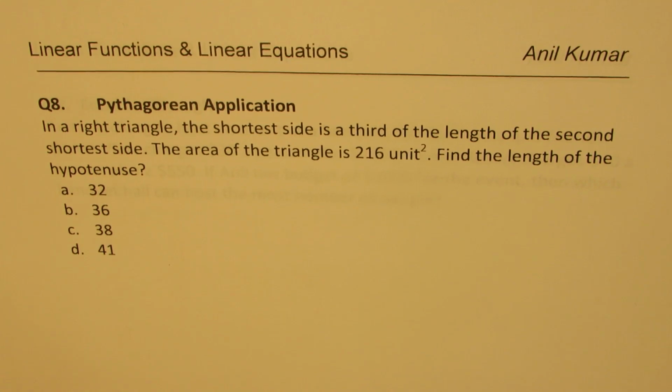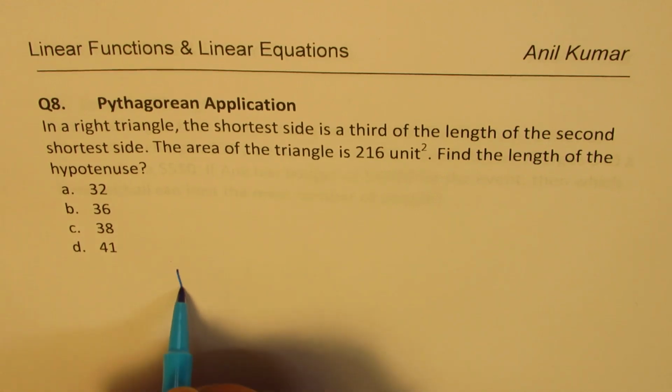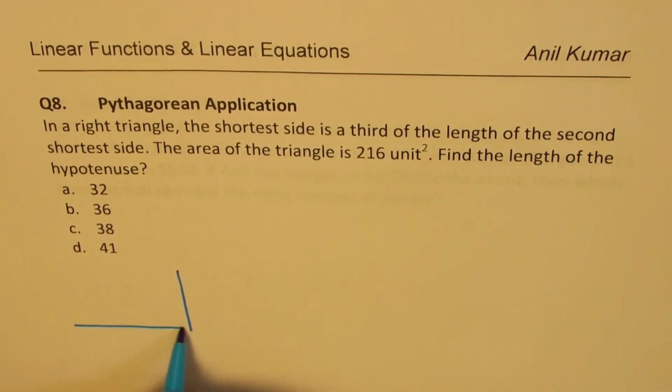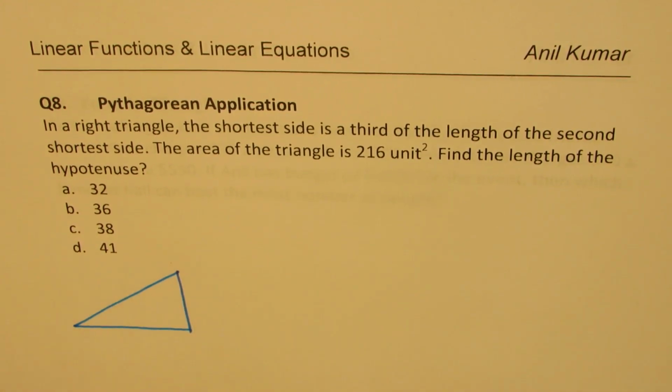Question number 8, Pythagorean application. In a right triangle, the shortest side is a third of the length of the second shortest side. The area of the triangle is 216 units square. Find the length of the hypotenuse. So let's try to understand the question here, right? Let's first sketch a triangle, which is a right triangle. The two short sides are also called legs, and then the longest is the hypotenuse.